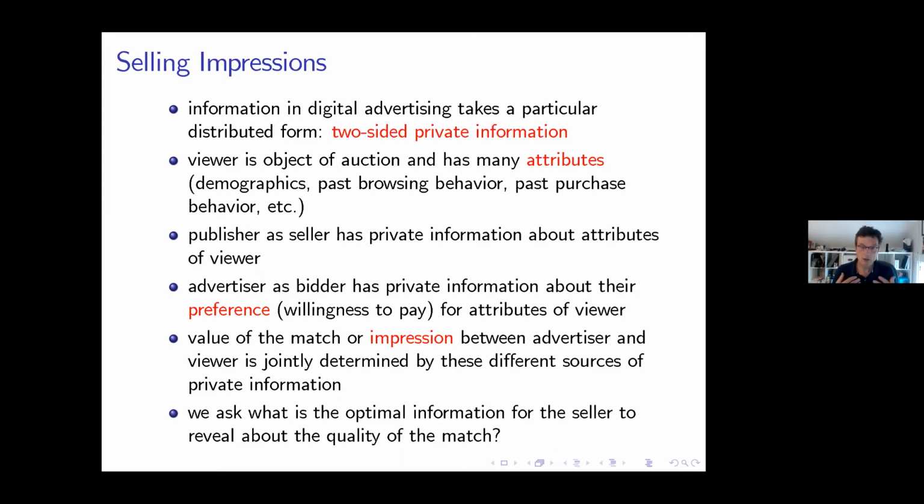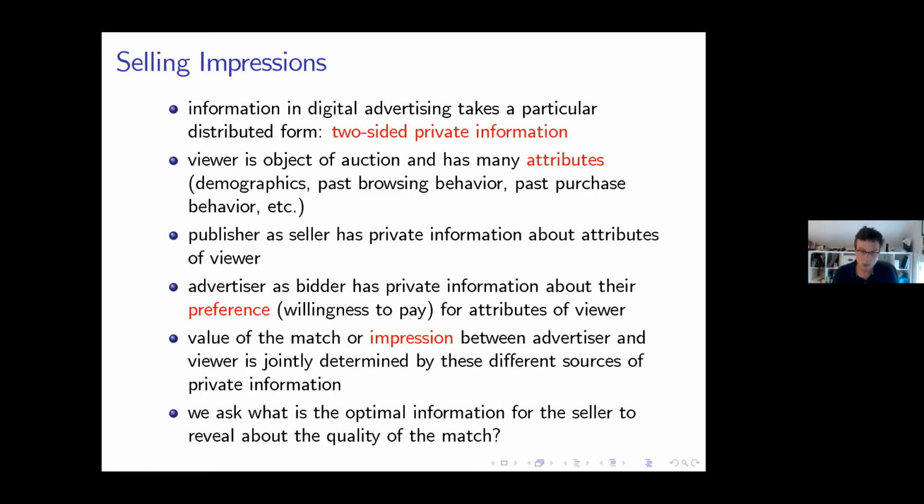We think about the publisher as basically having some knowledge about the nature of those attributes of the viewers. The advertiser, by contrast, has private information about their preferences or their willingness to pay for specific attributes of the viewer. And the value that is being created by the match between advertiser and viewer, or the impression, is jointly determined by these different sources of private information: attributes on the one hand, preferences on the other.